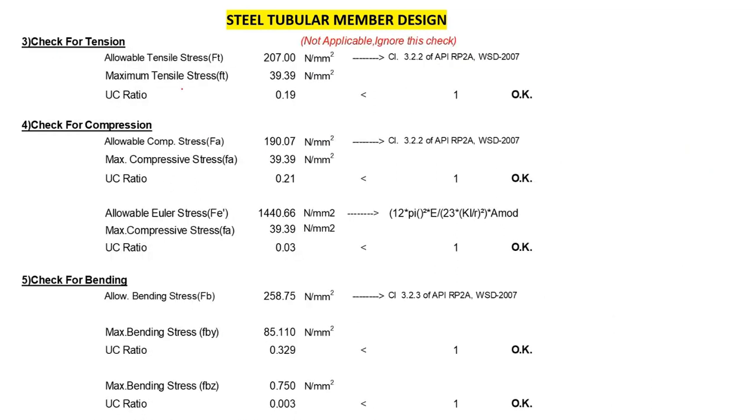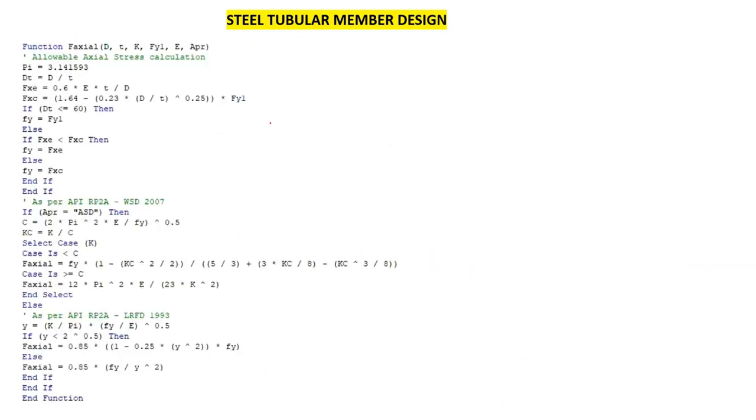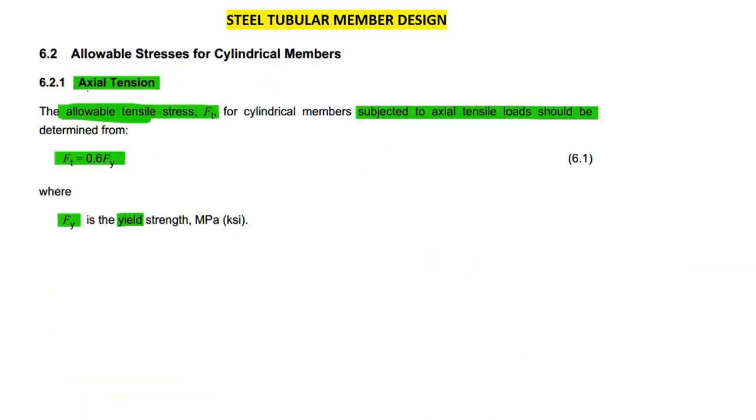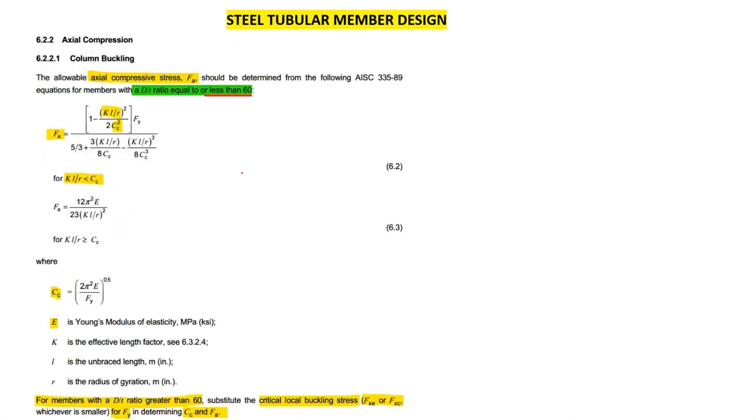So check for tension. Allowable tensile stress, we are taking 207. How? We are using the API RP2A. It is saying, see here, if you go to this API RP2A, allowable axial tension is 0.6 times Fy. So allowable tensile stress for cylindrical members subject to axial tensile loads should be determined from 0.6 Fy. If it is tensile load, Fy is nothing but the yield value of the material. If it is compressive stress, it depends on different factors.